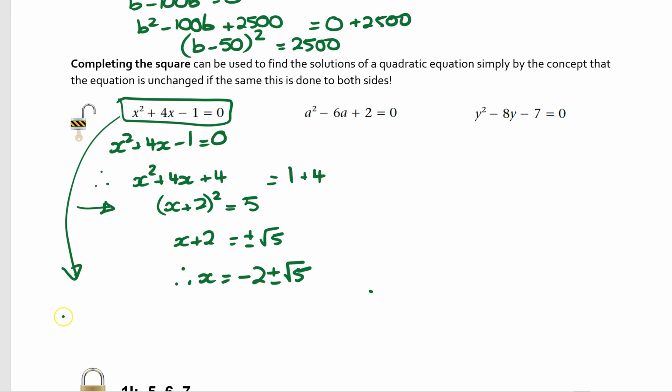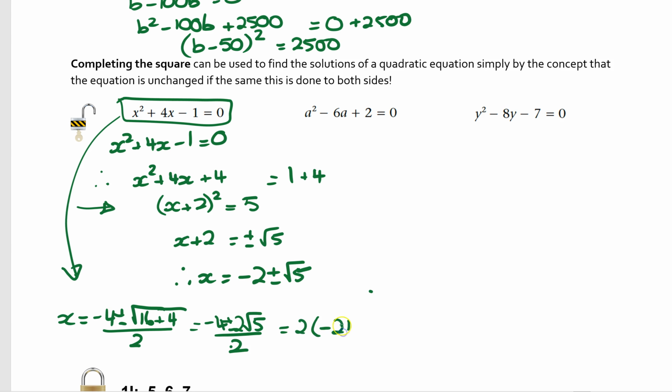Now, if I go to the quadratic formula, that gives me x equals minus b plus or minus the square root of b squared, which is 16, minus 4ac, so that's minus 4 times 1 times minus 1, so it ends up being plus 4, all of that over 2, which is then minus 4 plus or minus square root of 20. The square root of 20 is 2 root 5, that's all over 2. Take 2 out as a common factor, so I write it as 2 times minus 2 plus or minus root 5 all over 2. And of course what I get is this here.